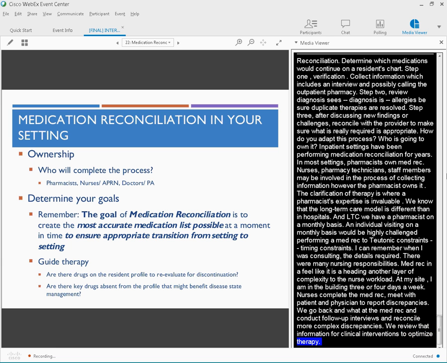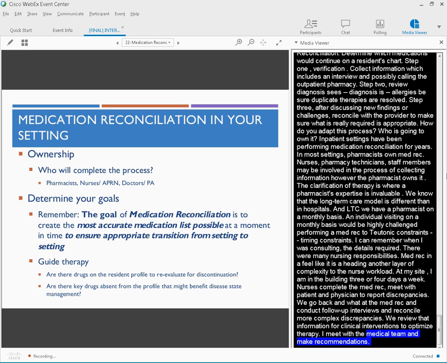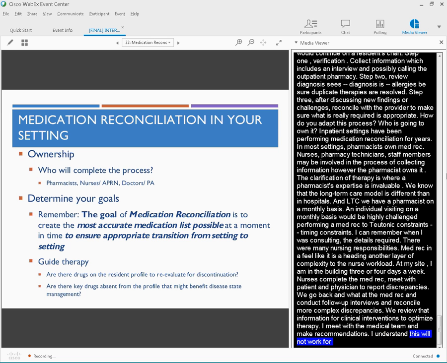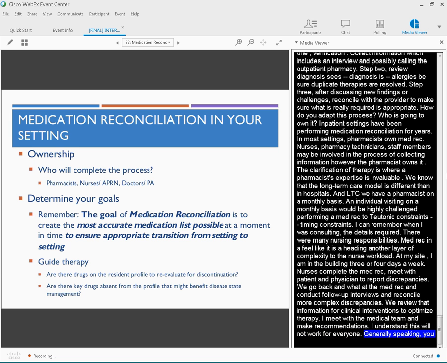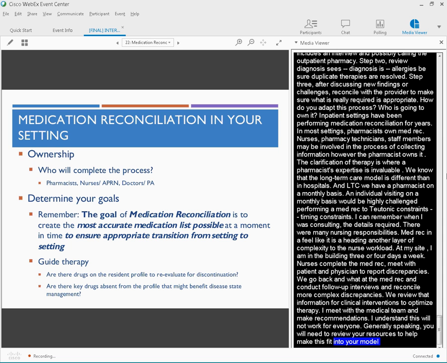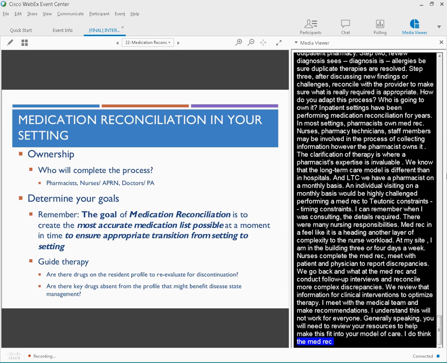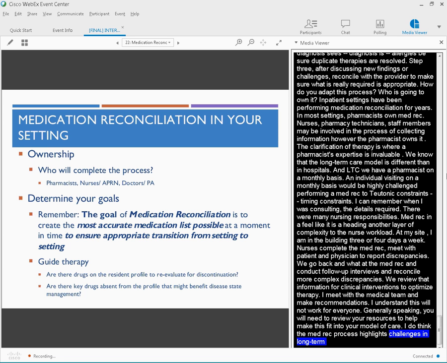I understand that this will not work for everyone. Generally speaking, you'll need to review your resources and determine how to make that process fit into your model of care. I do think that the MedRec process highlights a larger challenge in long-term care, and that's how we're going to integrate pharmacists onto the care team. I recognize that it's a completely different topic, but one that becomes relevant when you start to look at implementation of a comprehensive medication reconciliation process.